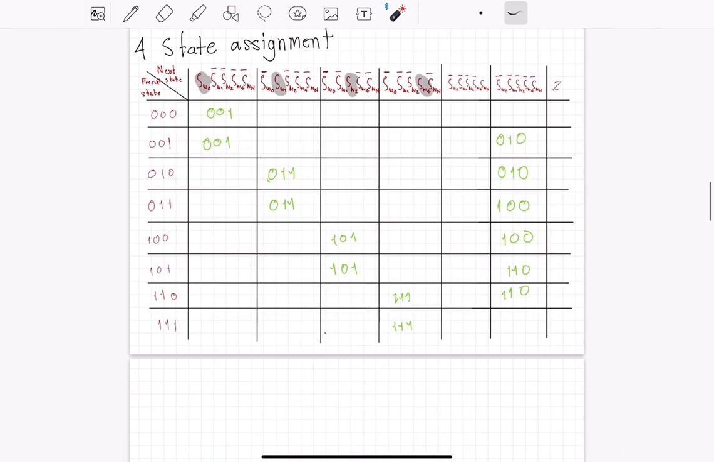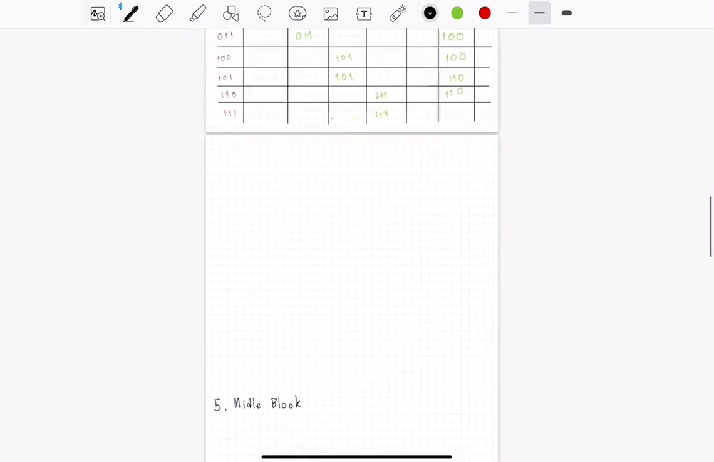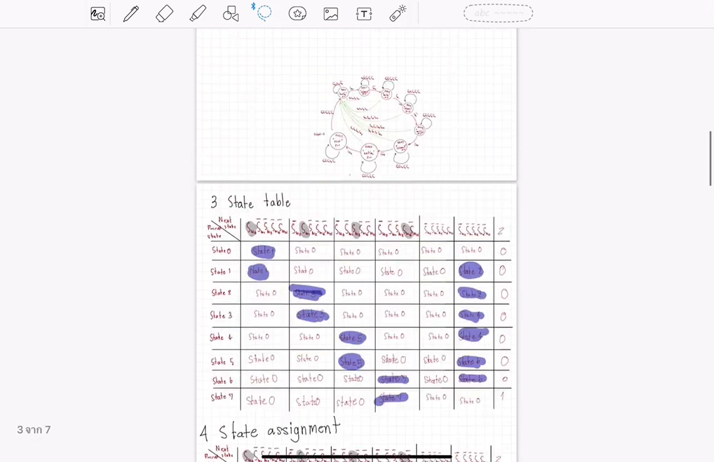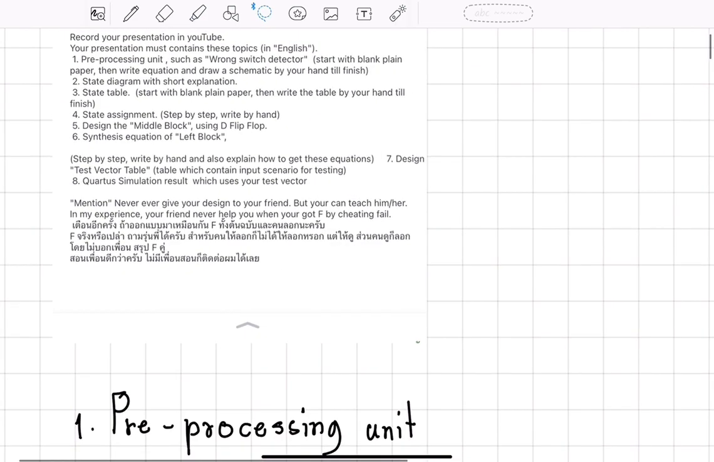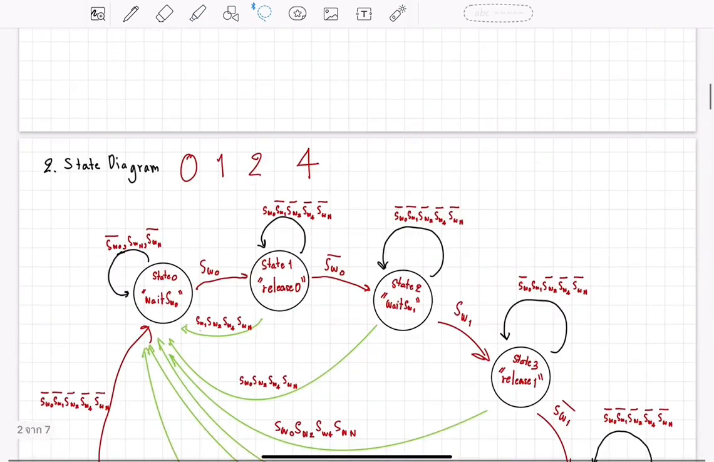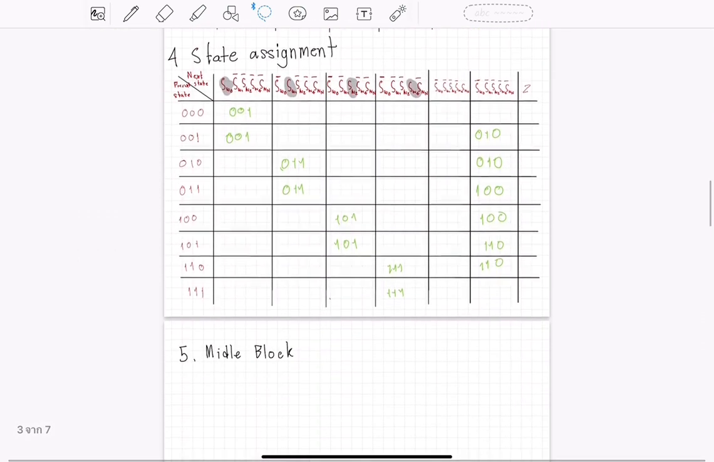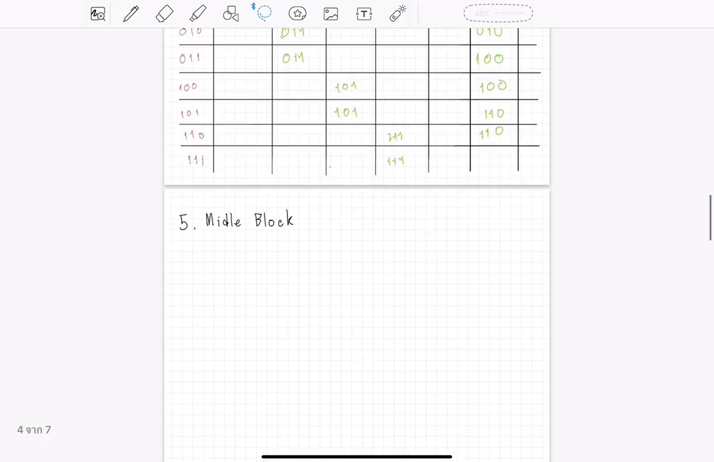Okay, go to my state assignment. This is the memory box. I have three of these. These are the memory boxes using the flip flop. Alright, I have three flip flop.